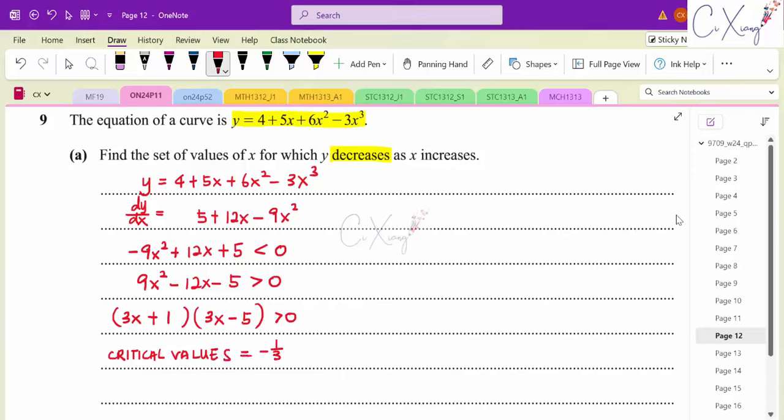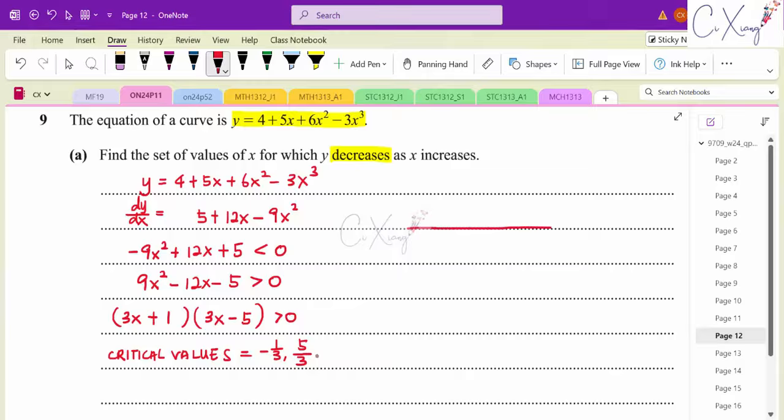The other one will be positive 5 over 3. So how do I get these two values? Basically, it is by solving these two brackets here. So 3x plus 1 equals 0, so you get negative 1 over 3. And 3x minus 5 equals 0, then you get 5 over 3 here. So these are the two critical values.